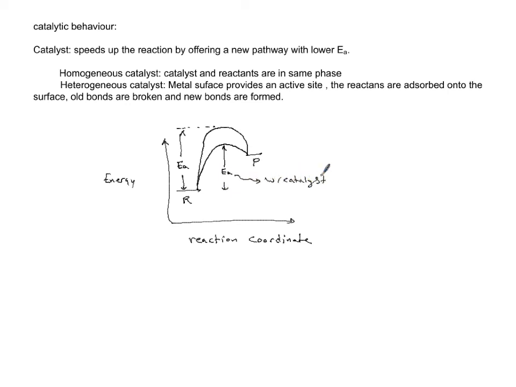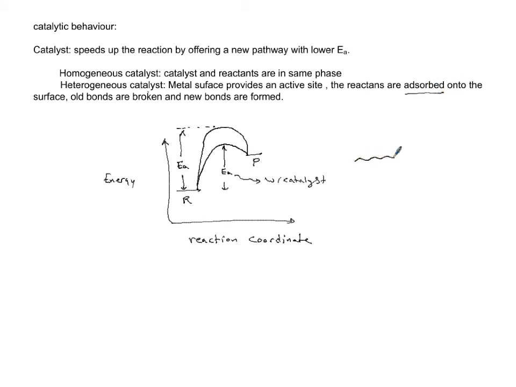Now, there are two kinds of catalyst. One is homogeneous catalyst, which is catalyst and reactants are in the same phase. The other one is heterogeneous catalyst. Usually have a metal surface, and then reactants are adsorbed on it. This is not a misspelled word.